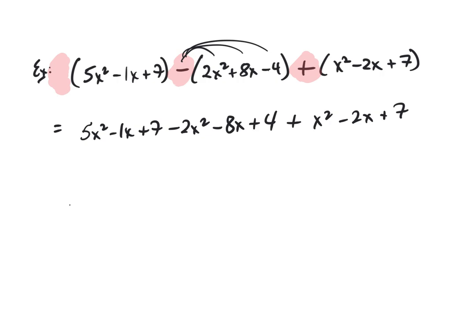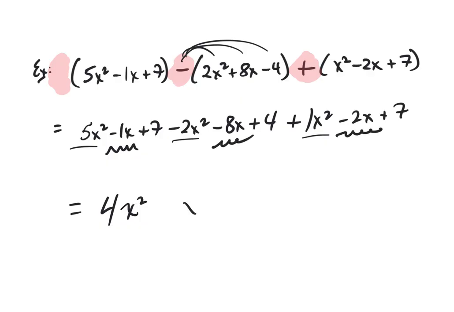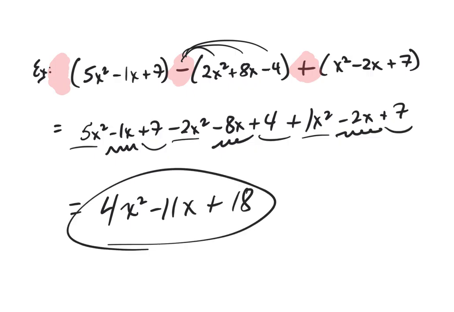Okay? And then once again, we're just going to collect the like terms. So x squareds, x squareds, x squareds. So we put all of those together. 5 minus 2 is 3, and 3 plus 1 more is 4. The x to the firsts, put all of those together. So negative 1 and negative 8 is negative 9. Negative 9 minus 2 is negative 11 of those. And then we have 3 plain old numbers. 7 plus 4 plus 7 is 18. And we've added and subtracted the trinomials together.